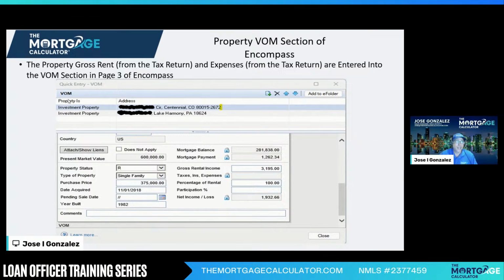So let's assume our first one here is our subject property, right? So notice here we have gross rental income. That's the gross rental income that you're going to take either from the Schedule E, right, that we spoke about, rent received, or if it's an unseasoned rental, from the lease, right? So gross rental income here. Now taxes, insurance, and expenses. That's where you would get the net amount.